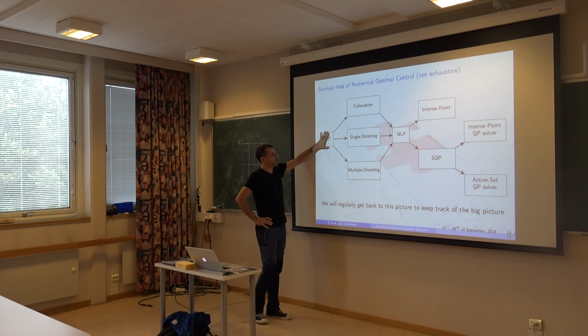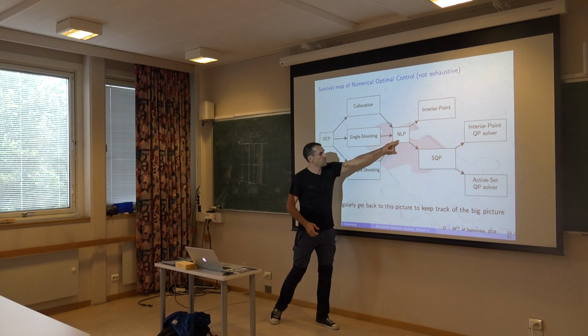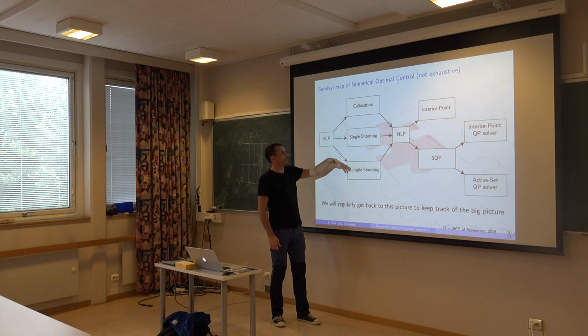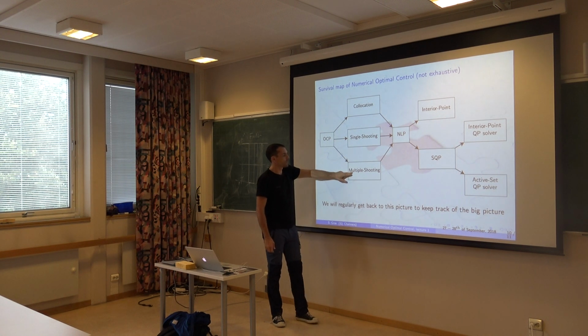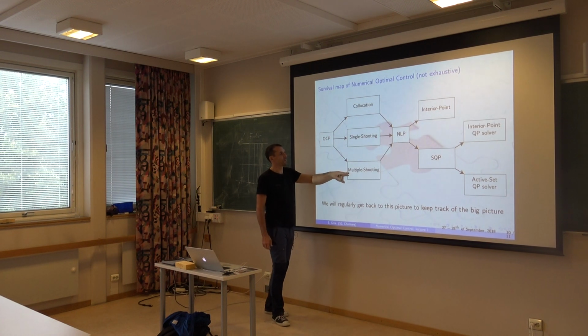So you start from your problem, that's your set of equations, your ODEs and your constraints, and then you have to do the transcription, so go from an OCP to an NLP. And there you have different paths. We'll talk about these three different things: collocation, single shooting, multiple shooting. There are different choices of how to write the NLP.